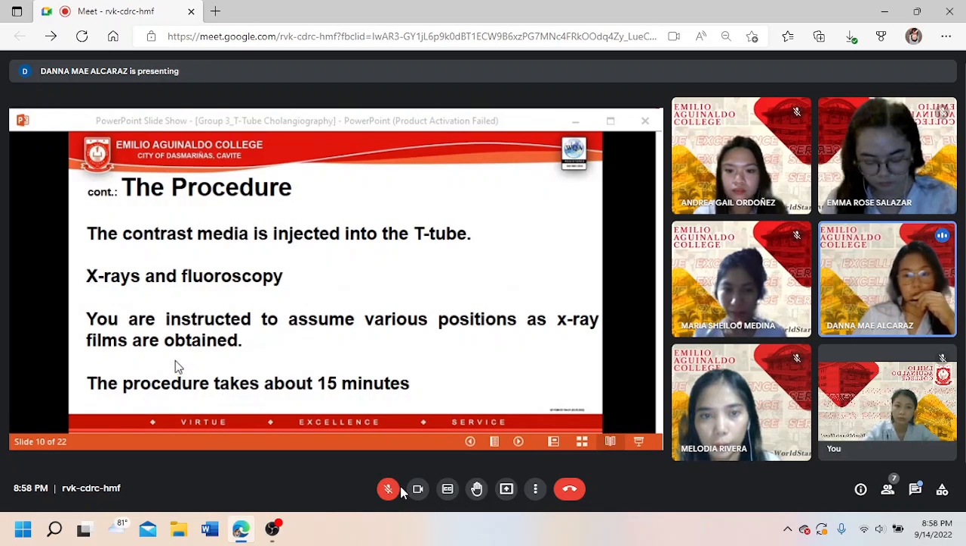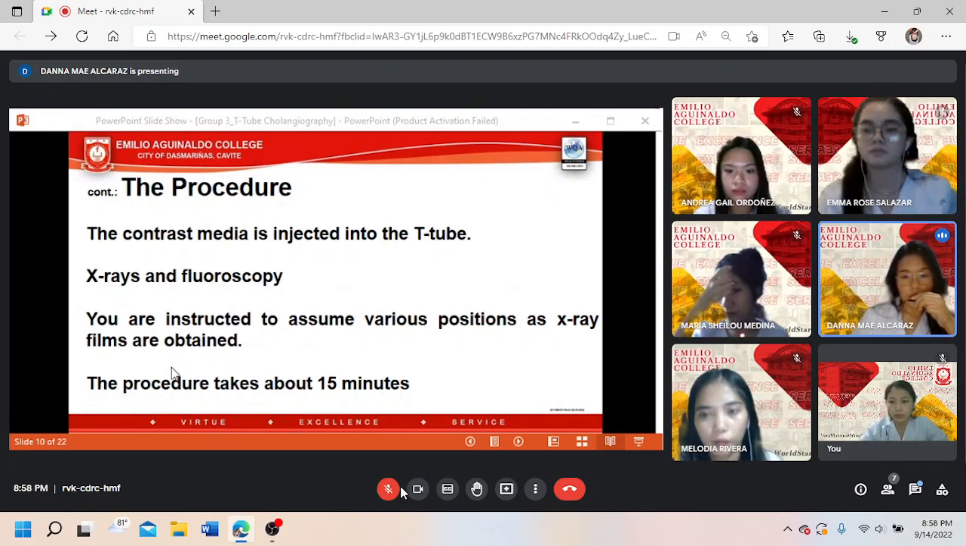You may feel a bloating sensation in the upper right abdomen as it is injected, and X-ray and fluoroscopy are used to visualize the biliary tract. You are instructed to assume various positions as X-ray films are obtained. The procedure will take about 15 minutes.